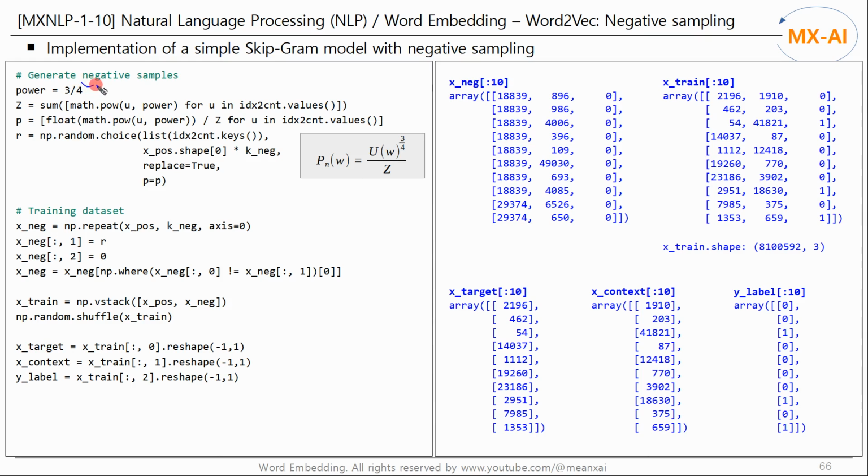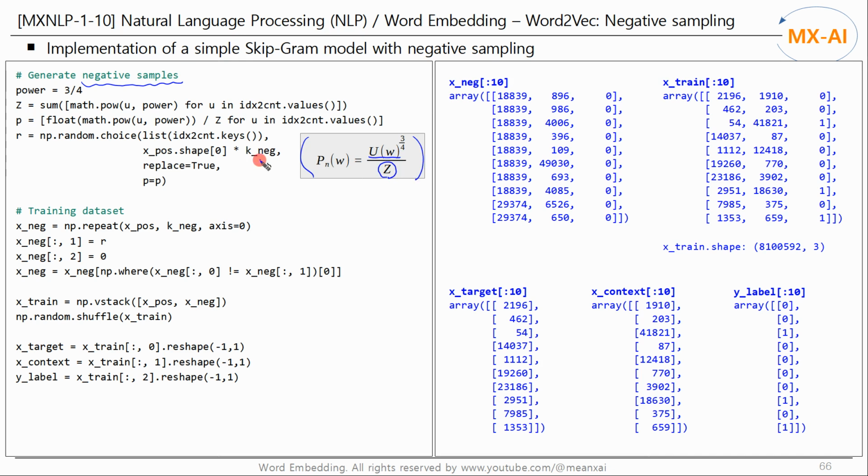Next, we generate negative samples. To perform negative sampling, we randomly sample words from the corpus according to the probability distribution we looked at in the last video. U(w) represents the frequency of word w, and Z is the normalization constant. High-frequency words are selected more often, and low-frequency words are selected less often.